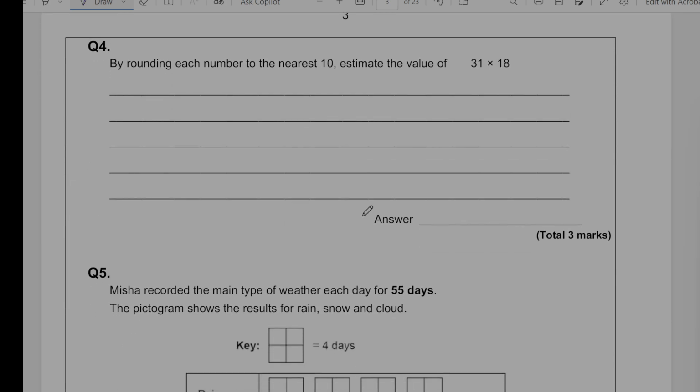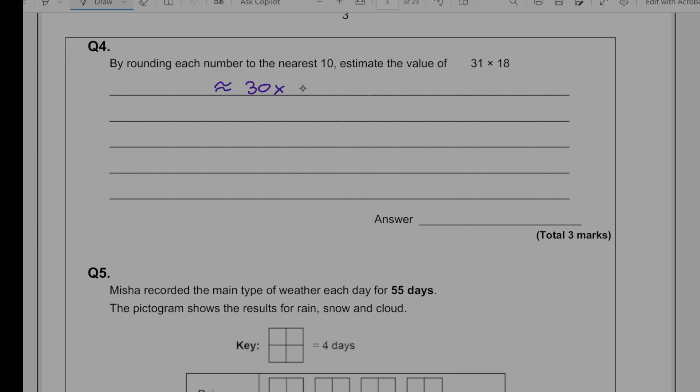Okay, question 4. By rounding each number to the nearest 10, so another estimating one, estimate the value of 31 times by 18. So again, same format. I'm going to say that that's going to be equal to 30 times by 20. Well, 3 times by 2 would give me the 6, and I need to add 2 zeros, so 600.